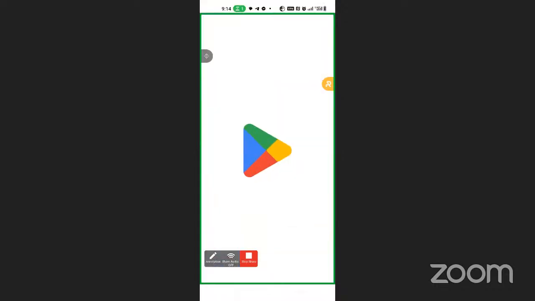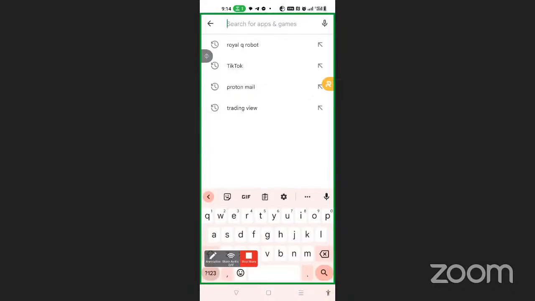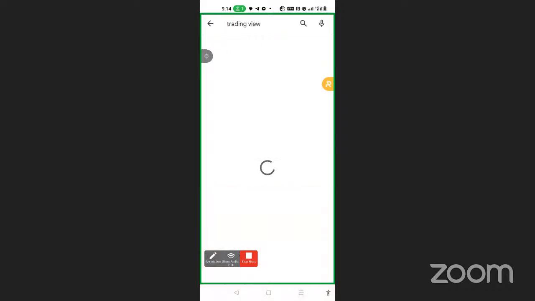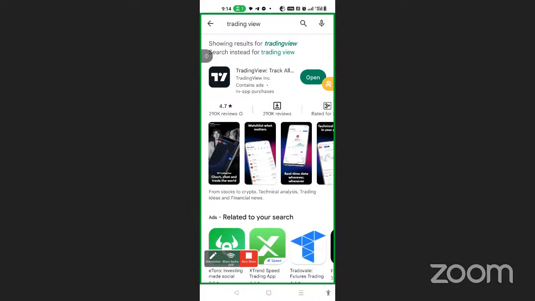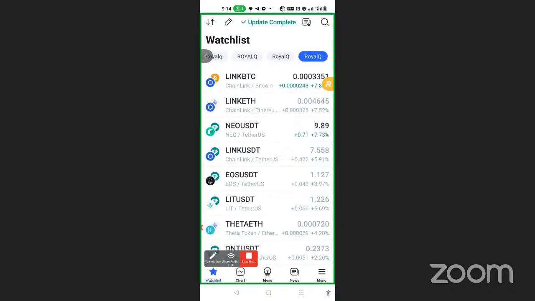The first step is to go to your App Store or your Play Store and write in the word TradingView. Your first step will be to download the TradingView application. After downloading it, it will not look like mine. Mine has already been worked on.